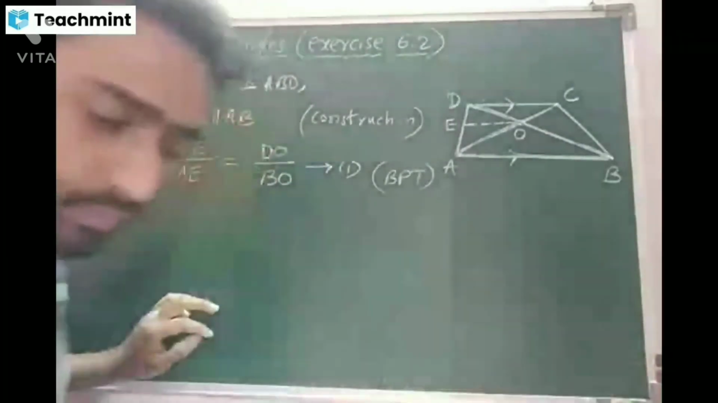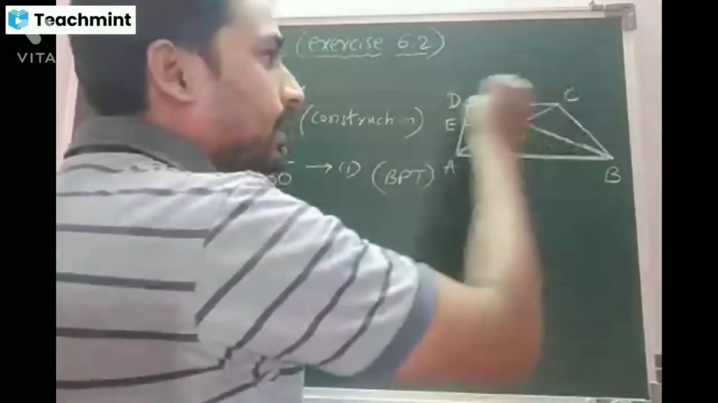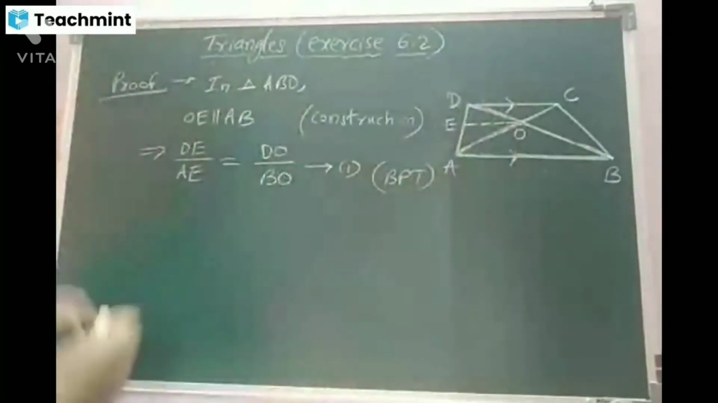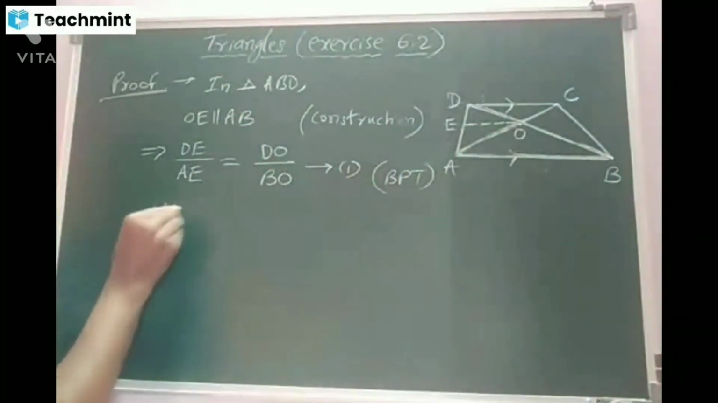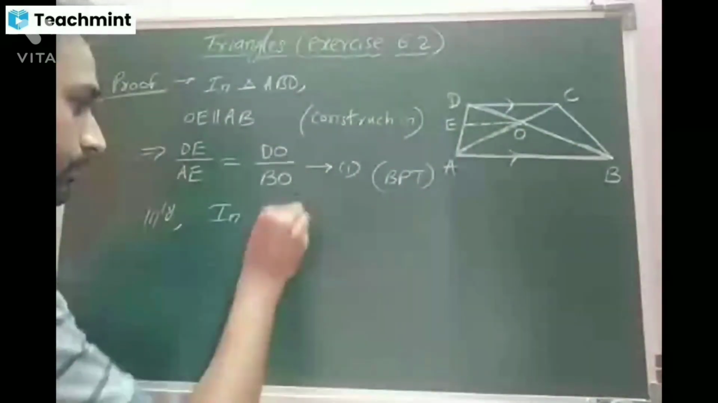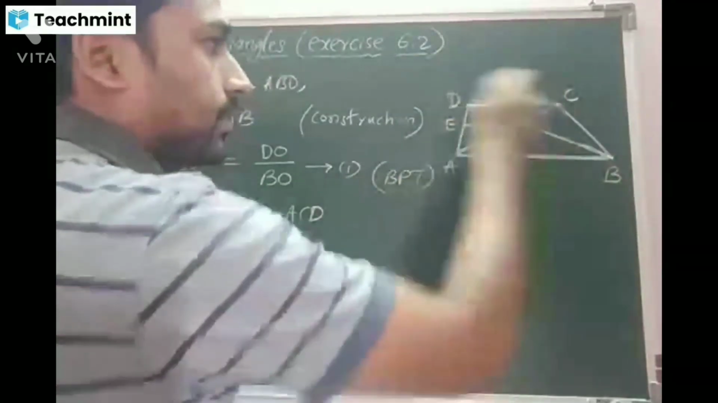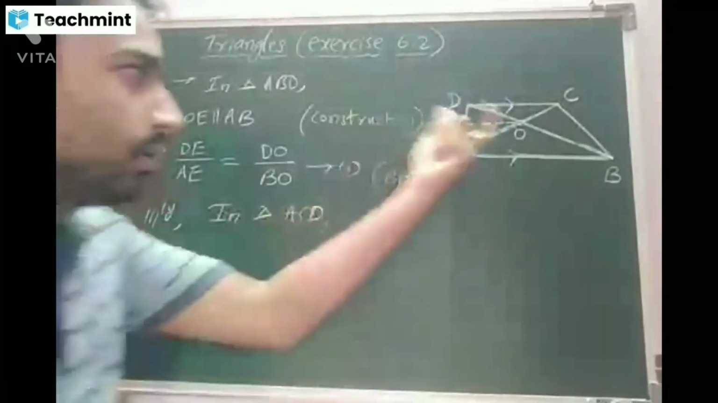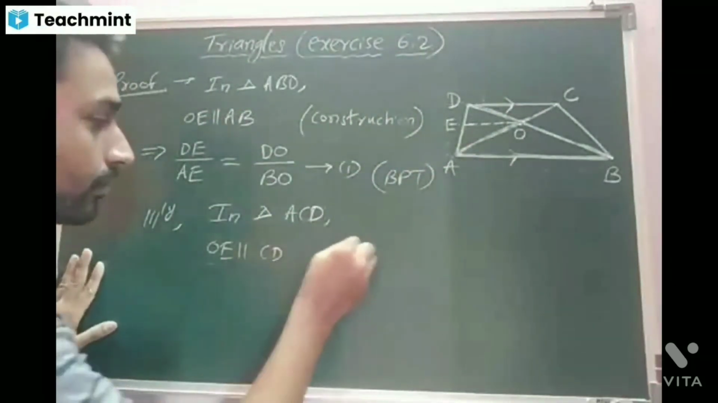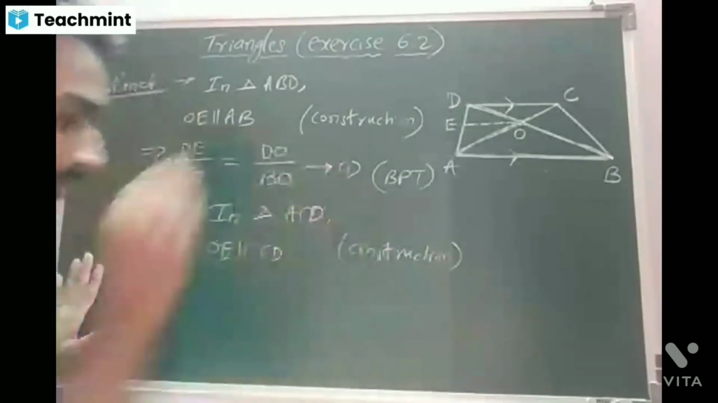No, sir. Now the same work we will do for one more triangle, that is ACD, in which again OE is parallel to CD. Am I right, beta? Yes, sir. In triangle ACD, earlier ABD, now ACD, OE is parallel to CD, which is again because of the construction which we have done.